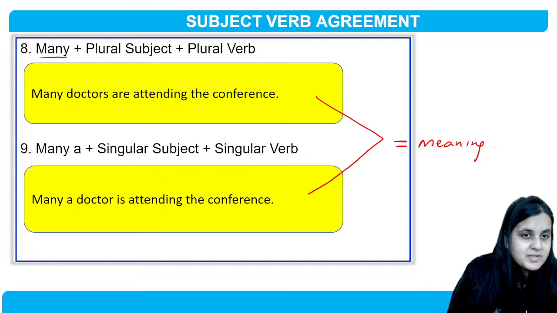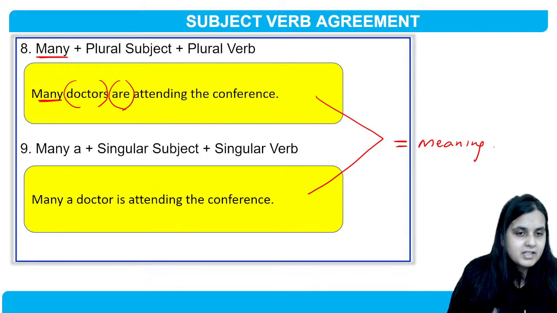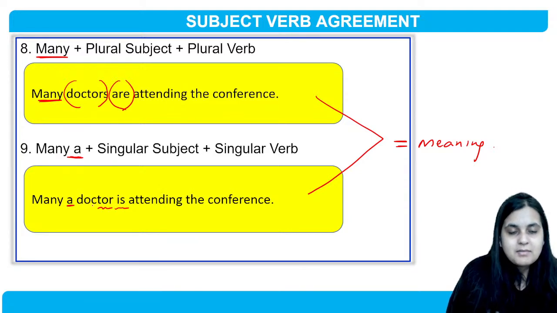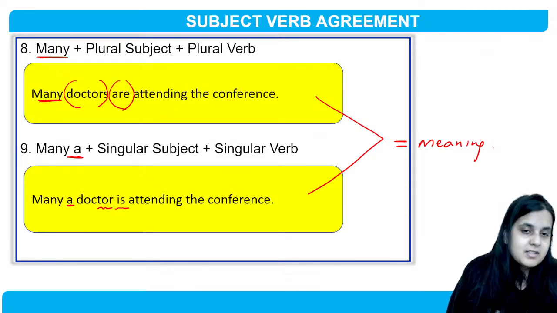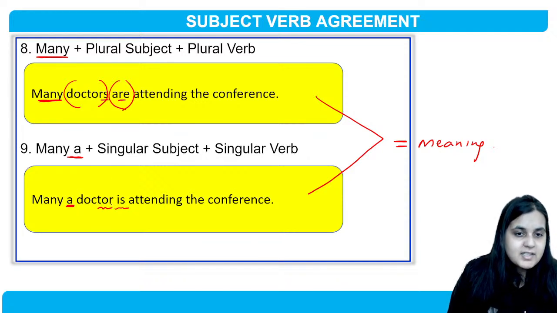Okay, for example, when you use many, you use a plural subject, doctors, you use a plural verb. Many doctors are attending. When you add a, you use singular. Many a doctor is attending. Got it? But the meaning is exactly the same. I've told you many times you have been warned. Many a time you have been warned. The meaning is the same. Just with many you use a plural noun and a plural verb. With many a you use a singular noun and a singular verb. Got it? Did all of you understand this? Clear?